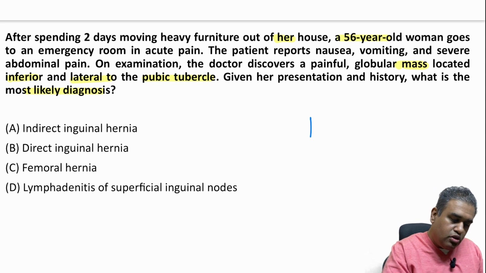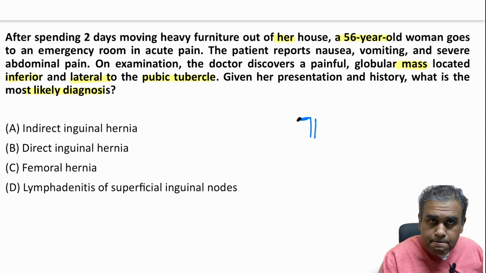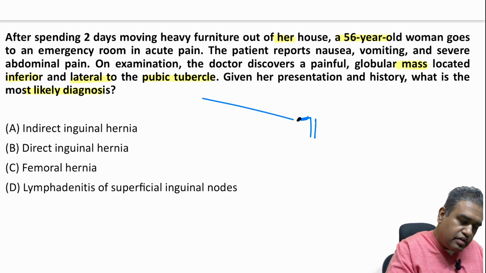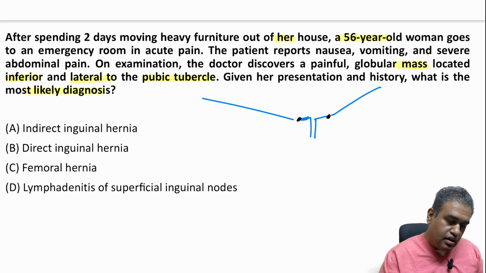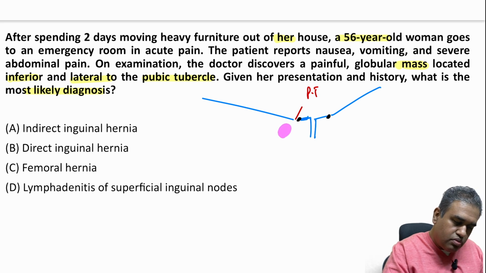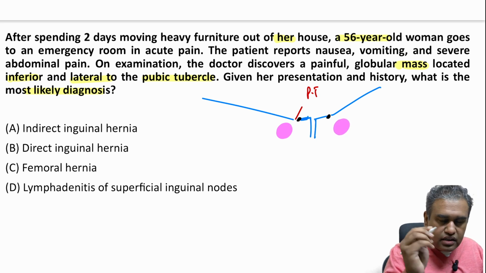that we have the pubic symphysis, pubic crest, and at the lateral end of the pubic crest we have the pubic tubercle, where, if you remember, the inguinal ligament also comes and attaches. This is the pubic tubercle on this side, where the inguinal ligament attaches. So this site over here is the PT, pubic tubercle. They are saying they have seen a globular mass inferior and lateral to the pubic tubercle. This is the site. Take any side, bilateral, let us assume.